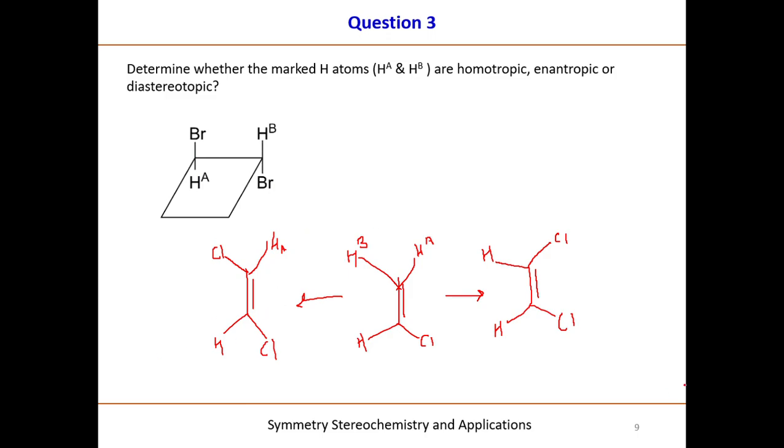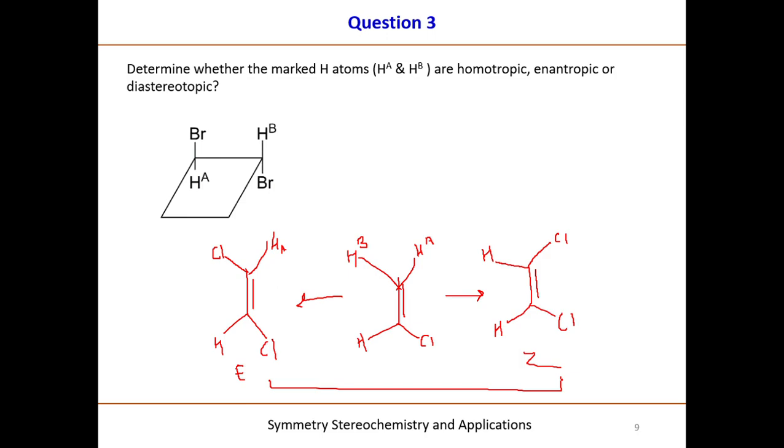This one is the Z isomer, right? And this one is the E isomer. So they are not mirror images of each other. If they were, they would give mirror images of each other, and in that case we could say these are enantiomers. But here they don't have mirror images of each other because they are totally different. E and Z isomers are there. That means these two isomers are diastereomers, and HA and HB are diastereotopic here. I hope the example is clear to you.